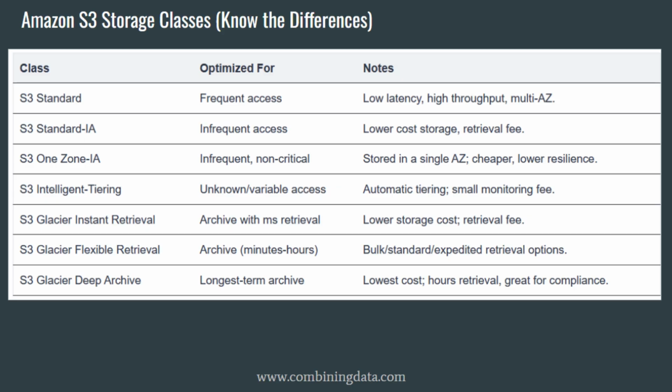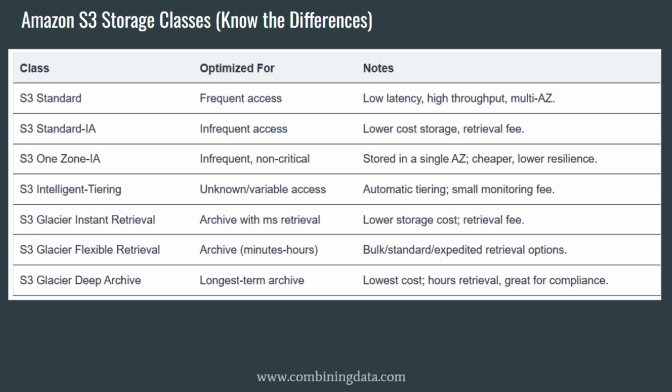Next is S3 Standard Infrequent Access, often called Standard IA. This class is designed for data that is accessed less often but still needs to be available immediately when requested. Retrieval is still in milliseconds, but storage is cheaper than S3 Standard, and there is a retrieval fee. Typical use cases include backups, disaster recovery data, and older logs.